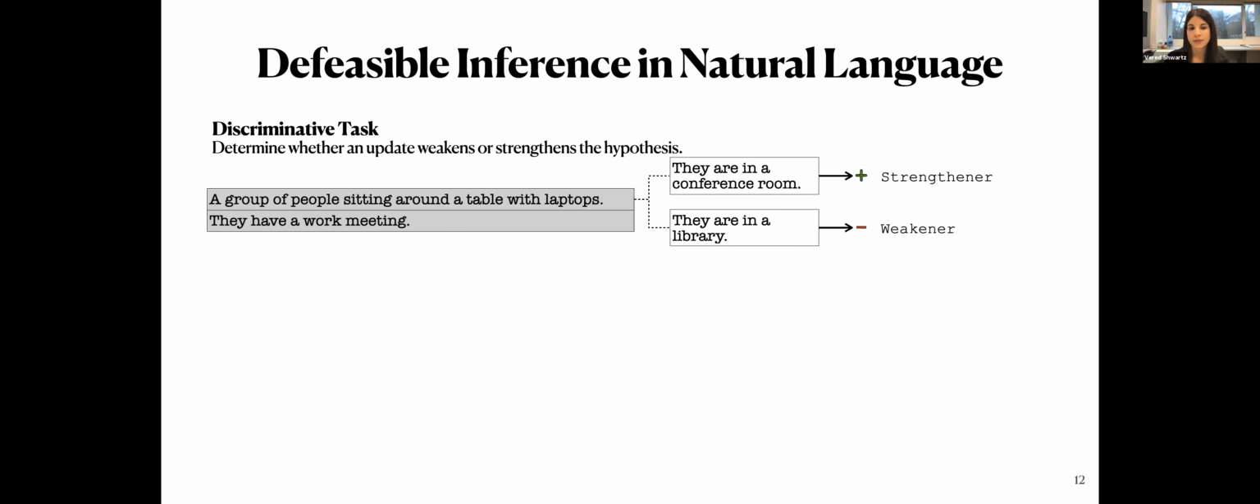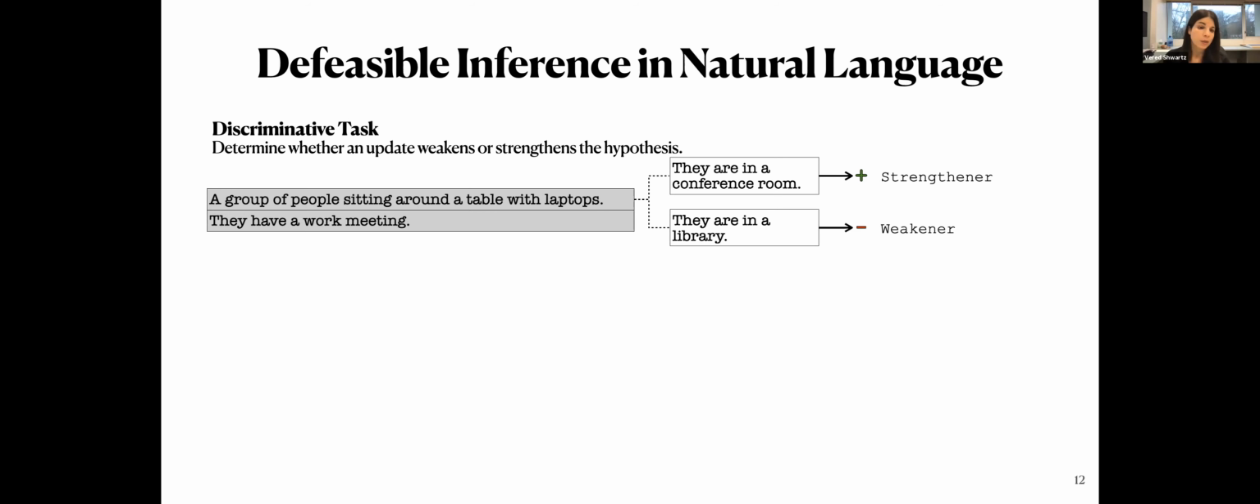So after we collected the data, we defined 2 tasks, and then we trained a bunch of language model-based baselines. So the first task is the discriminative task. Here the model gets the premise and the hypothesis and the update sentence, and needs to determine whether the update weakens or strengthens the hypothesis.